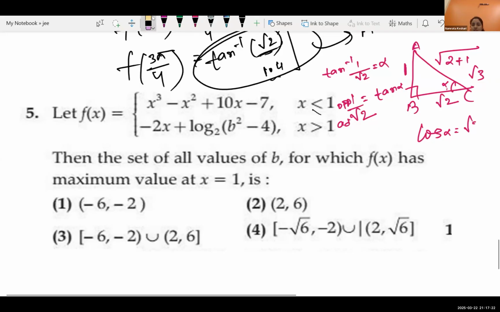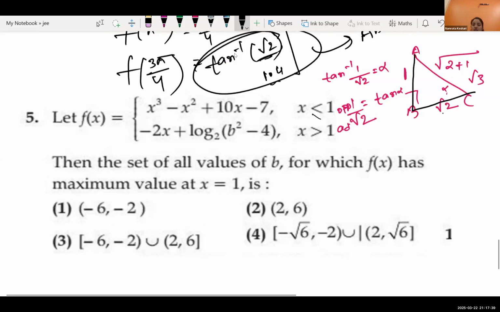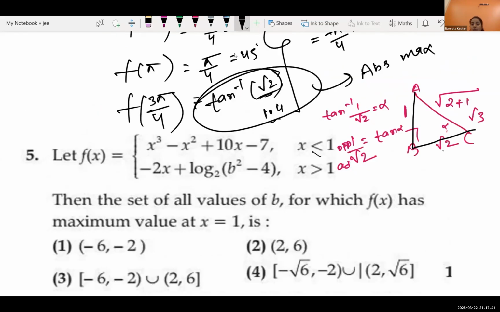Wait, tan alpha is 1 by root 2. The tan formula is opposite over adjacent. Here opposite we have marked as 1, and adjacent we have taken as root 2. Okay, and what about the option? Fine, let's check it. If we take cos alpha, it is adjacent side over hypotenuse, right?